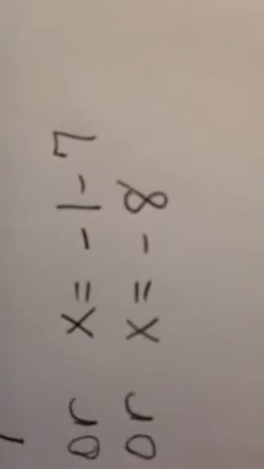So then you have two answers. Negative 1 plus 7 is positive 6. Negative 1 minus 7 is negative 8. Did that help?